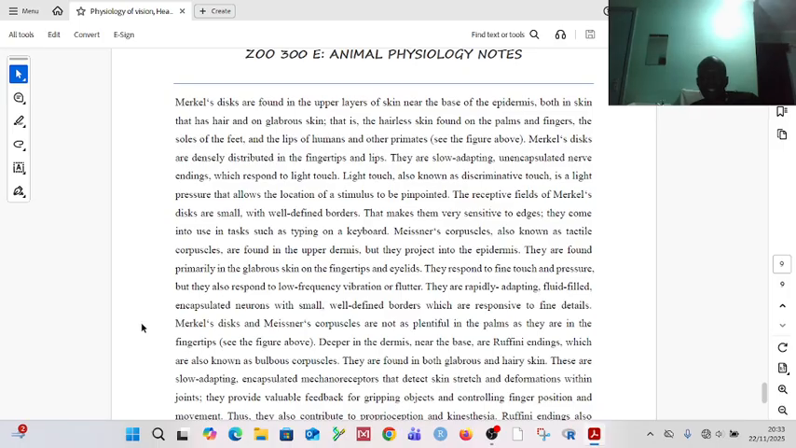So the fields that are used by the Merkel's disc to perceive the stimuli, they have very well defined borders. So that's why ukishika kwa kidole unaweza jua nimeshika kando ya kidole, nimeshika katikati, because those Merkel's discs, ukishika hivi, those are the ones that are perceiving that touch. Then, because their borders are very well defined, then you can sense nimeshika kando, nimeshika wapi, na hiyo kidole tu. Okay?